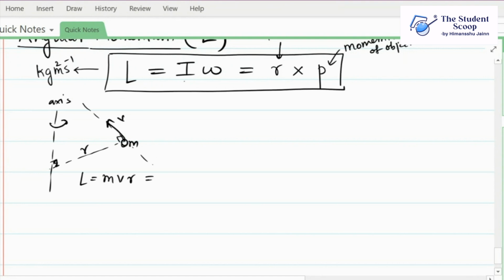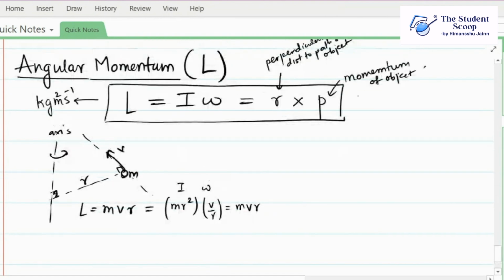Now, can we use I omega also? See, moment of inertia, if I calculate, is mr squared, and it is multiplied by omega. Omega can be written as v by r. So this will give me the same mvr as an equation. All those calculations are the same in that sense. Clear? So you can use either of these, but one thing you need to remember: we are interested in calculating angular impulse, and angular impulse is basically final minus initial.